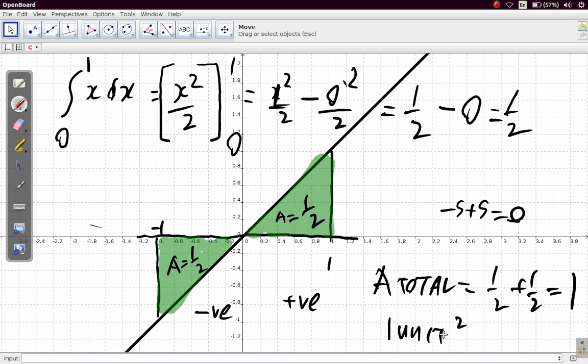So you have to be careful when you're doing calculation in terms of using integration to find an area. If part of the area is below the x-axis and the other part is above, the negative and positive will cancel each other if you just run your integration from the lowest boundary to the highest boundary.